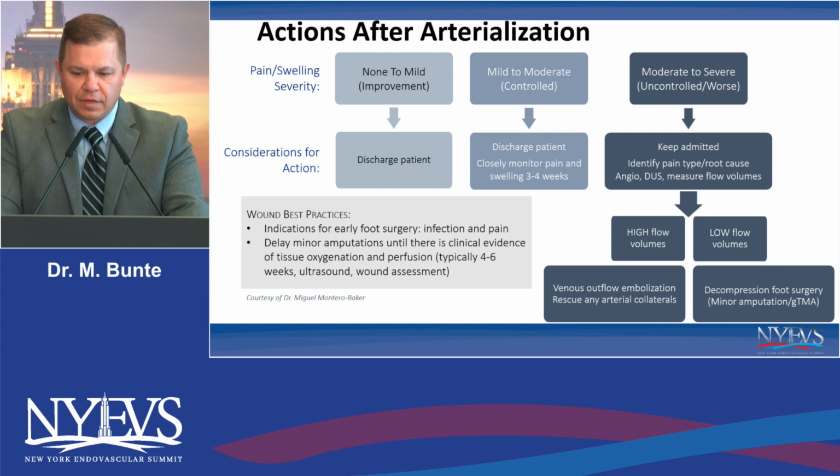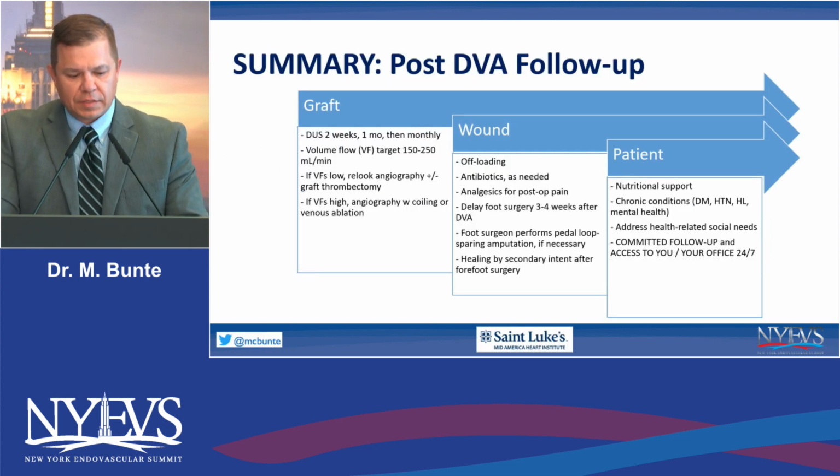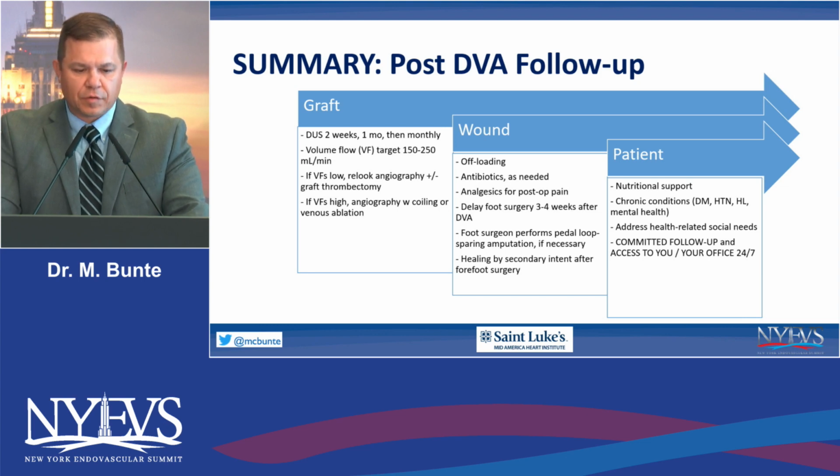So pain and swelling, if it's none or mild after the procedure, we tend to discharge them. If it's more significant, we have some maneuvers we can do, but sometimes it requires coiling to reduce the outflow. So I think of these DVA patients with 3 different components: the graft, the wound, and the patient. So the graft needs to be followed, the wound needs to be cared for, properly offloaded, and properly treated by someone who is familiar.